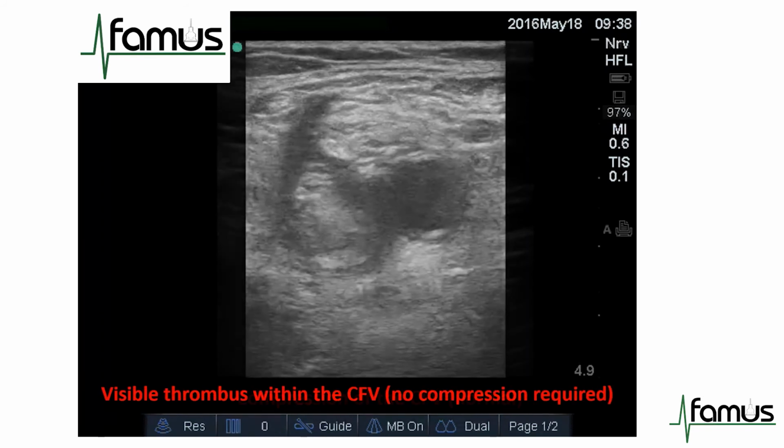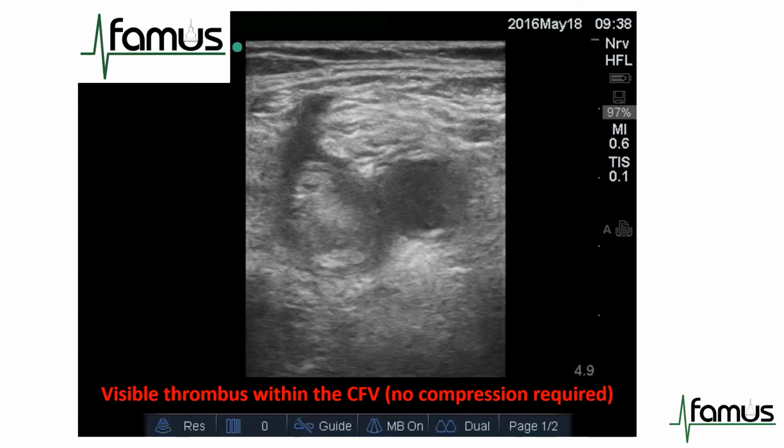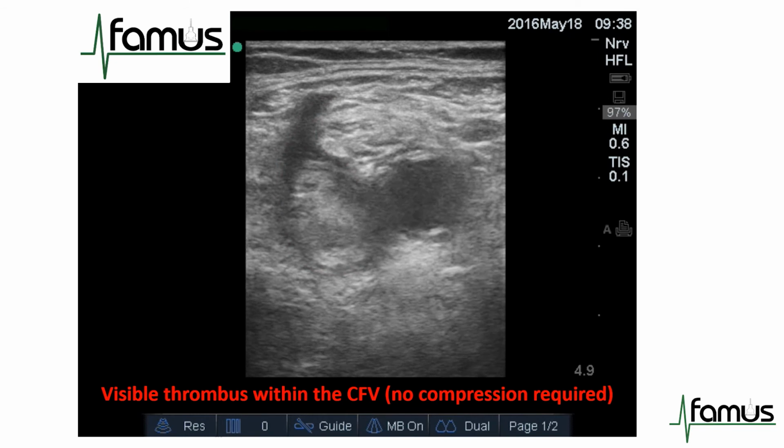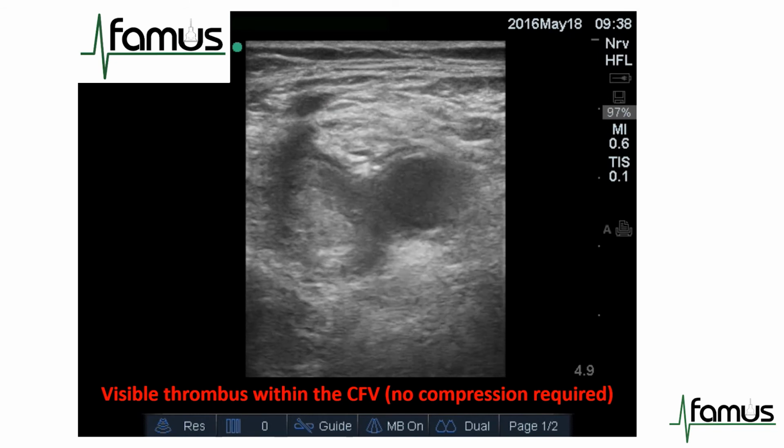And if we compare that to the image seen here, which is now on a left leg, you can see a large area of thrombus within the common femoral vein extending up into the great saphenous vein, and there's really no compression required here.